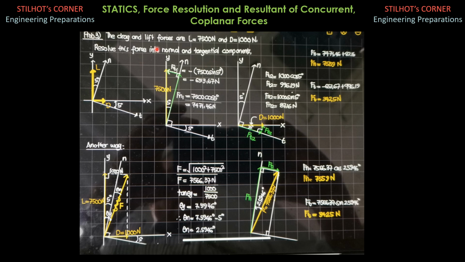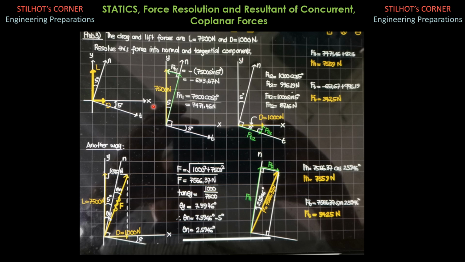So here is problem 3. The drag and lift forces are L equals 7,500 newtons and D is 1,000 newtons. Resolve this force into normal and tangential components. So I present two ways to solve this problem. This is the first way.